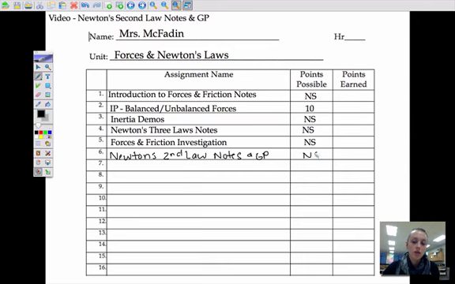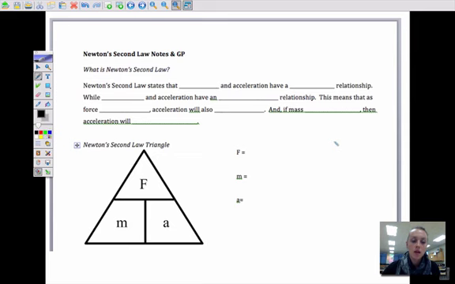And it'll be worth no score. The note sheet you were given that looks like this is going to be labeled number 6. And the first thing we're going to answer here is, what is Newton's second law? This is a quick reminder from note sheet number 4.